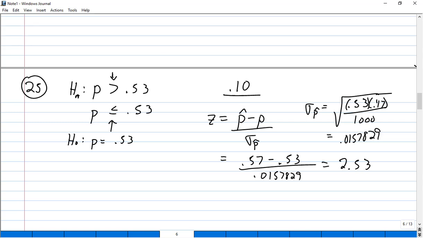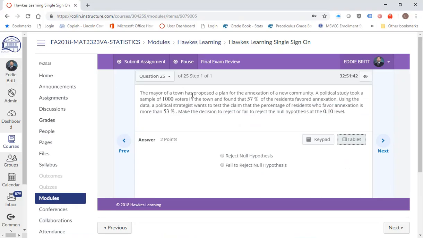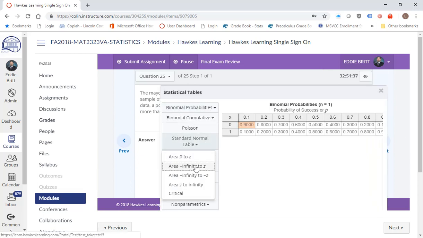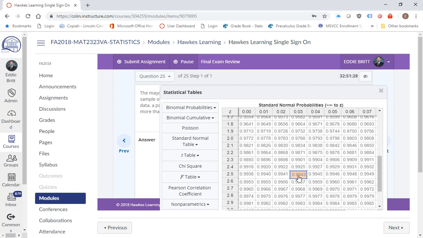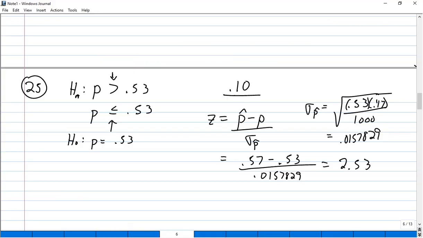To find the p-value, it's going to be the area to the right of this, since it was right-tailed. If it would have been left-tailed, it would be the area to the left, but it was right-tailed. So we look at the standard normal z table for 2.53, and the area to the left is 0.9943. For the area to the right, remember you have to say 1 minus that 0.9943.